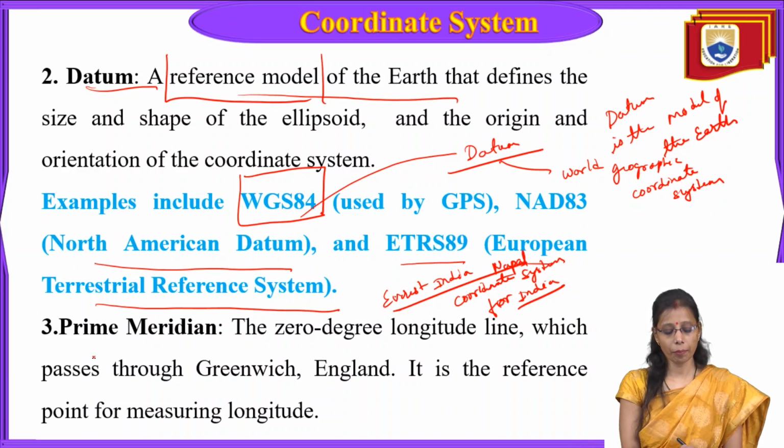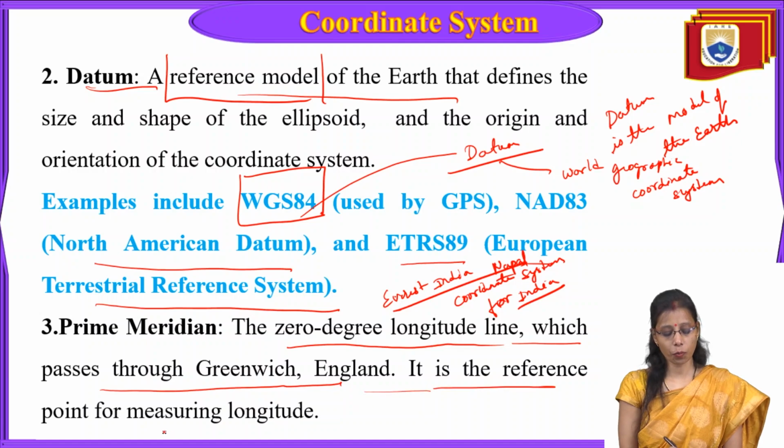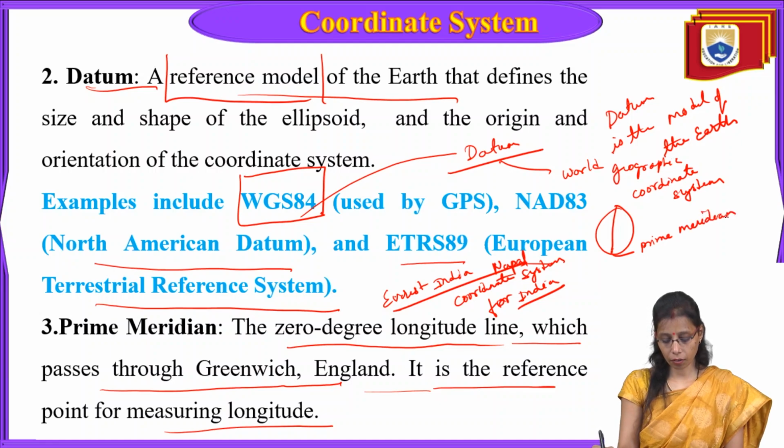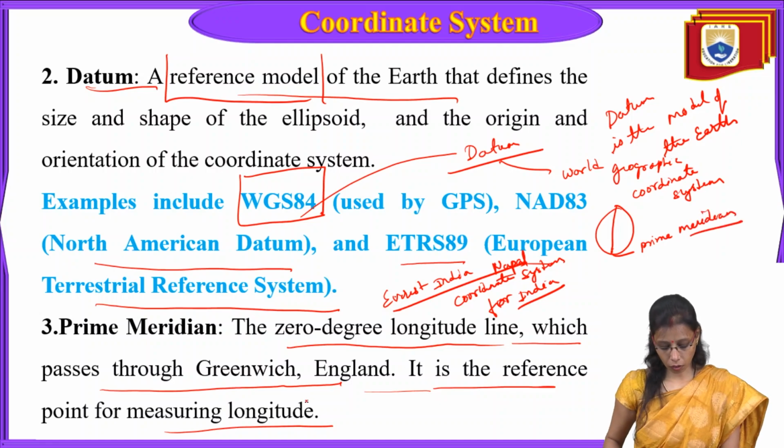Okay, so the prime meridian, what is the prime meridian? The 0 degree longitude line which passes through Greenwich, England, and it is the reference point for measuring longitude. Suppose this is the Earth. So this is the prime meridian, used for measuring the longitude.